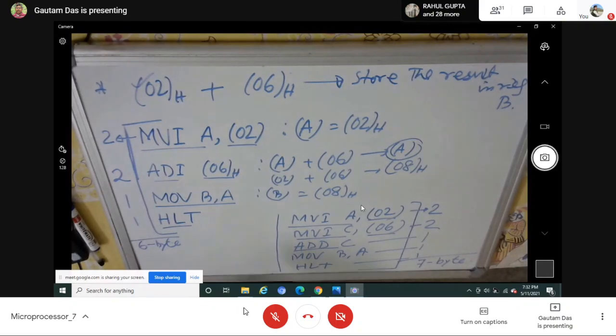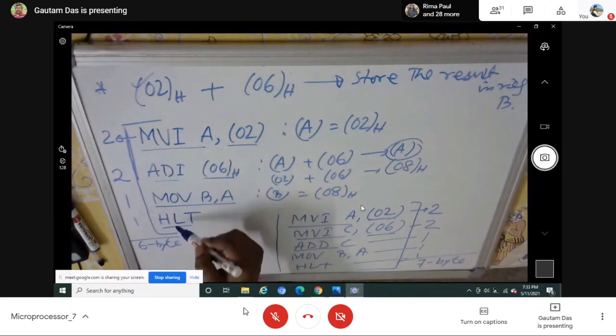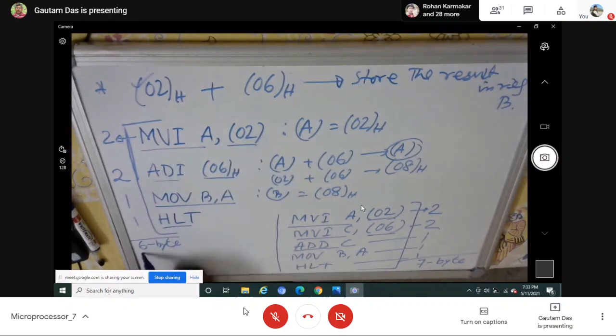Now see, if I ask you how many memory registers are required to store this first program, how many memory registers are required? 6. But to store this program, you need 7 registers because it is a 7 byte program. So it requires more. That is one advantage you can get: if you write a program with the minimum number of bytes, then it requires the minimum memory registers to store it.